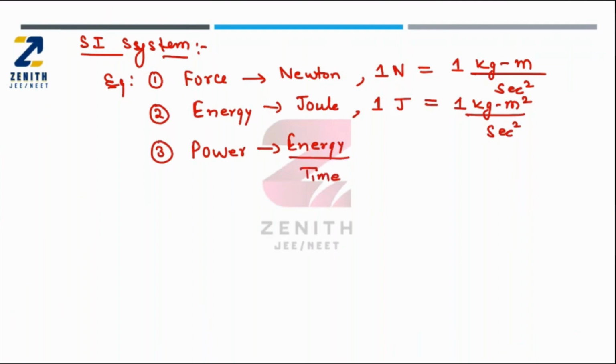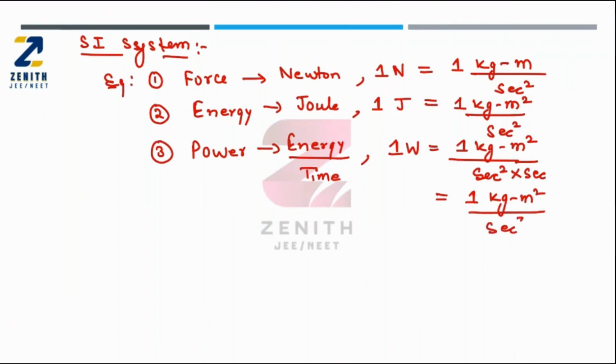The unit of energy you have already defined at the previous point. Power: 1 watt is equal to 1 kg meter square per second square, which is the energy, divided by time, which is second. So this will be 1 kg meter square per second cube. So this is the unit of power.